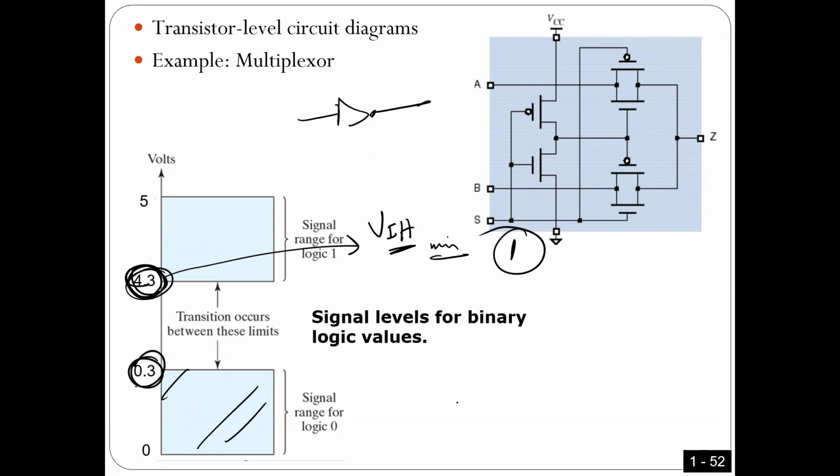Same thing here: 0.3 is not a magic number. It depends on the manufacturer, so it can be something other than 0.3. You can tell from the data sheet. This one is called V input low. You will find it in the data sheet. V input low is the maximum voltage that can be considered logic 0.